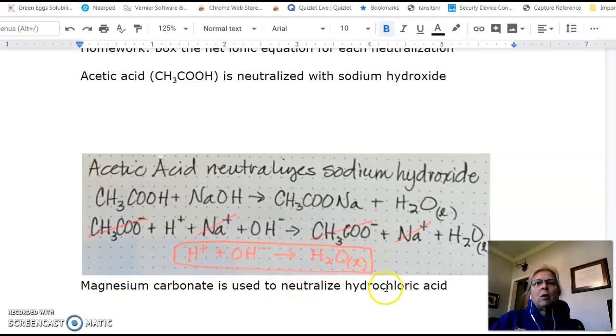Okay, let's go ahead and have you pause right here again. Answer the question: can you figure out what the correct net ionic equation will be for magnesium carbonate being used to neutralize hydrochloric acid? So go ahead and try that one out next, and you're going to record that in your Ed puzzle right now.